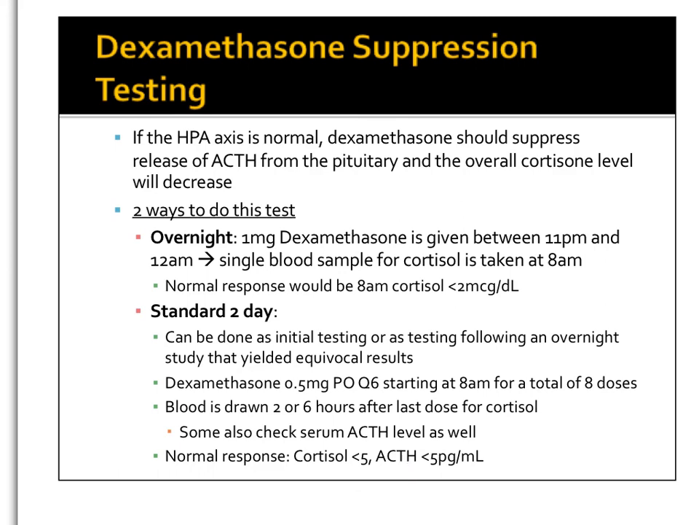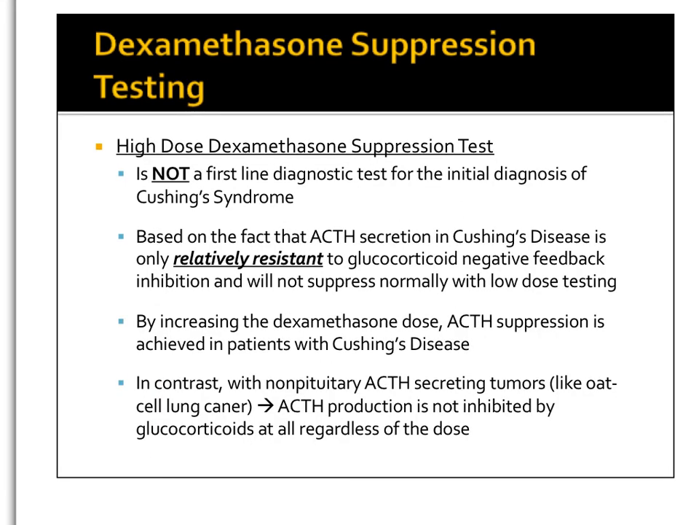5 as well. The high-dose dexamethasone suppression test is not the first-line test for the diagnosis of Cushing's syndrome. Rather, this test is used to diagnose Cushing's disease. So this is based on the fact that ACTH secretion in Cushing's disease is only relatively resistant to glucocorticoid negative feedback inhibition, and so therefore will not suppress normally with low-dose testing.